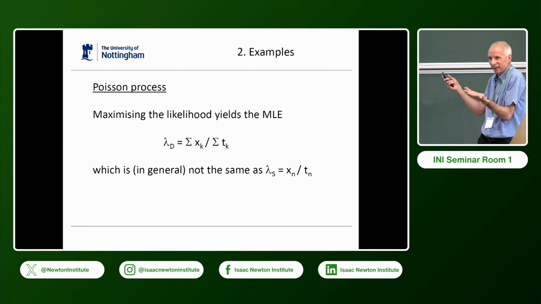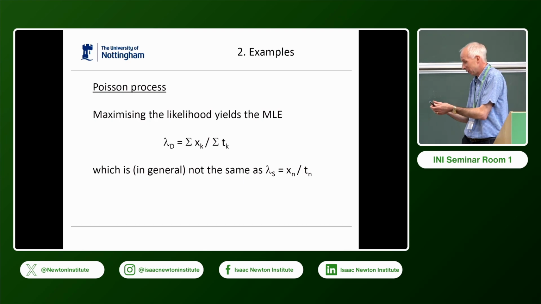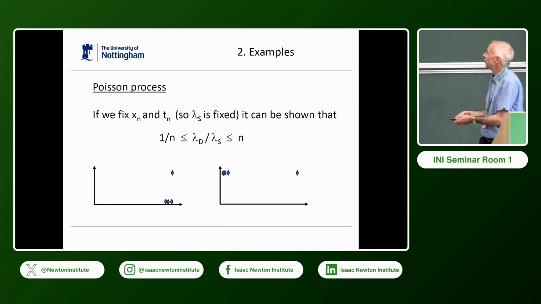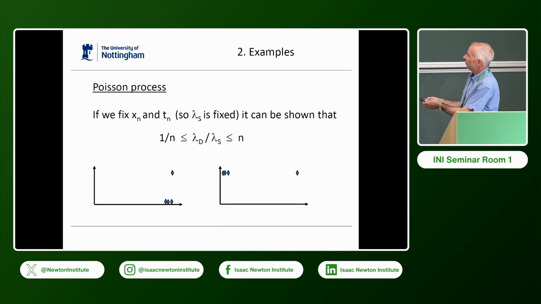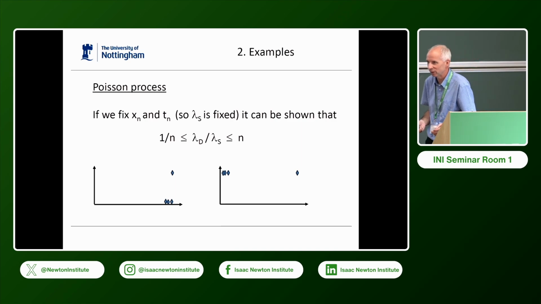So you could say, well, right, how different could it be? All right. So you do a bit of calculus, and the answer is, if you fix xn and tn, so that means we're just fixing one of these things and varying the other, so that lambda s was the ratio of these, it can be very different, like very different. N is the number of observations here.